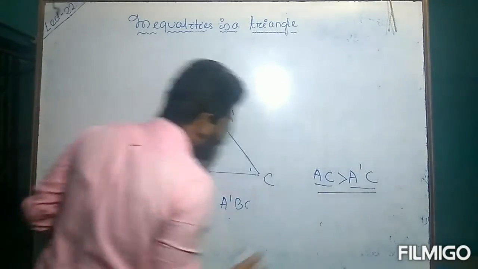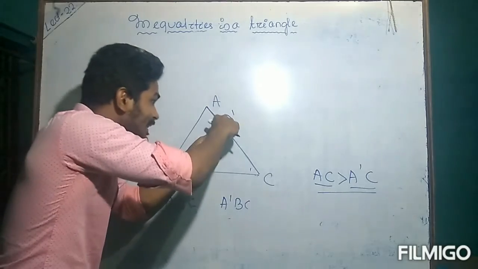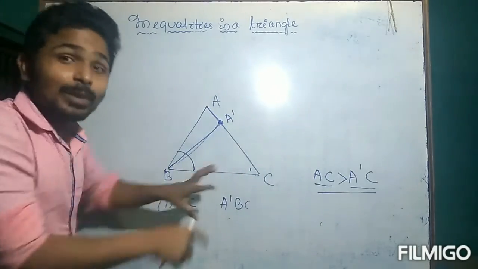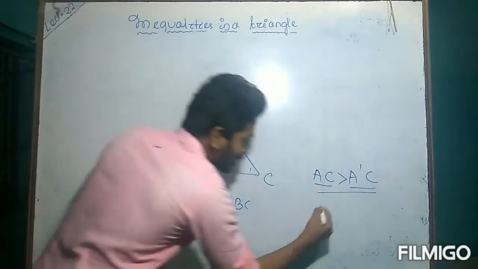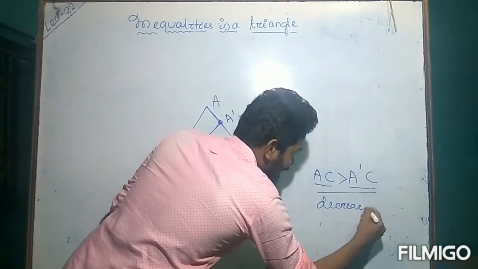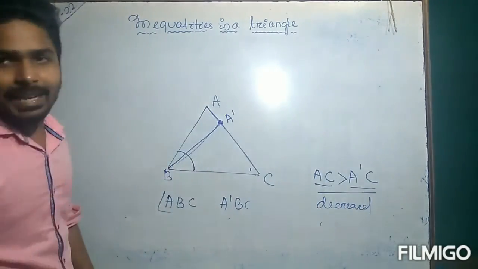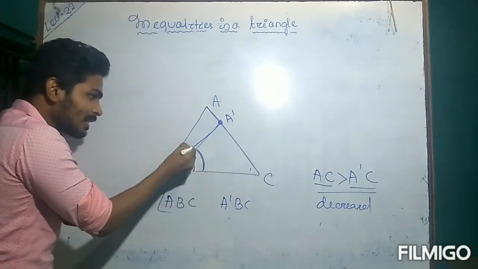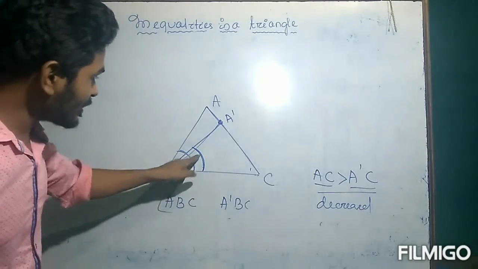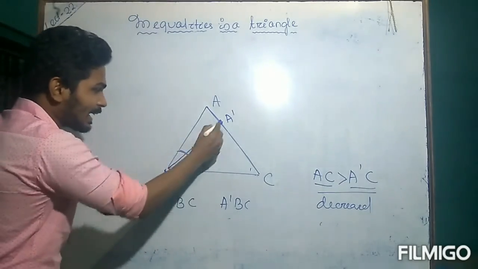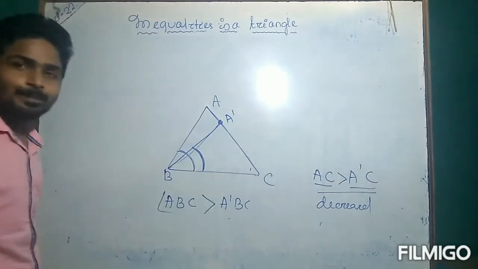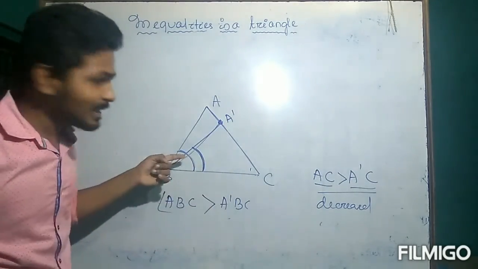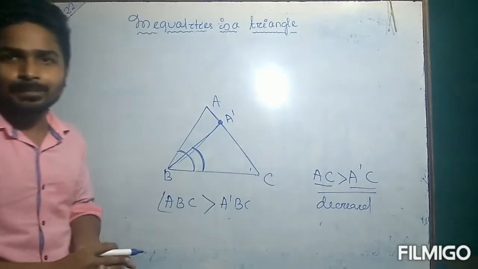So what have we done here? We have simply decreased the length of this side. But in the previous case, we have increased. Here we have decreased. Decrease the length. So what happens to the angle? Initially the angle is ABC, but now the angle is this one. Then which one is smaller? Tell me. This one or this one? Definitely this one is smaller, A dash BC. So what happens to the angle? If I decrease the length of the side AC, then the angle also decreases.